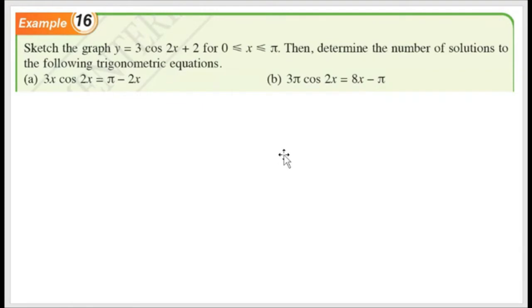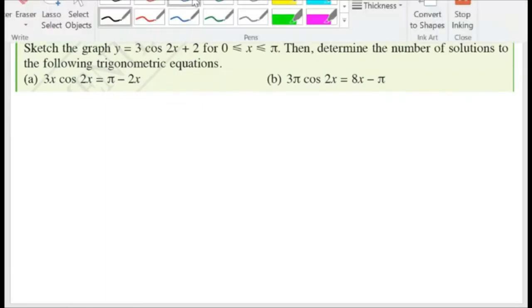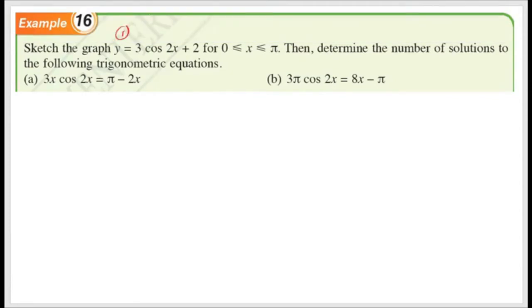We look at example 16, sketch the graph. The first graph is y equal to 3 cos 2x plus 2. You see this is the range you want, so it's 0 degrees to 180 degrees only. So we don't draw until 360, we draw until 180 only.